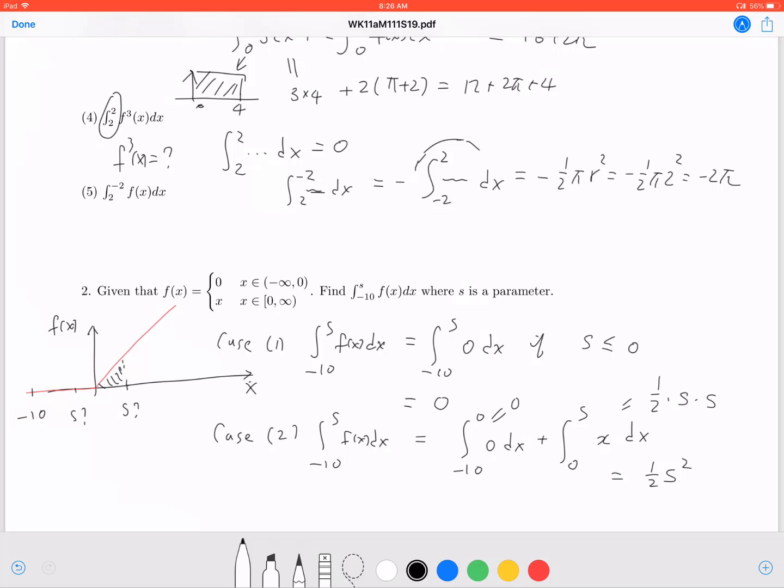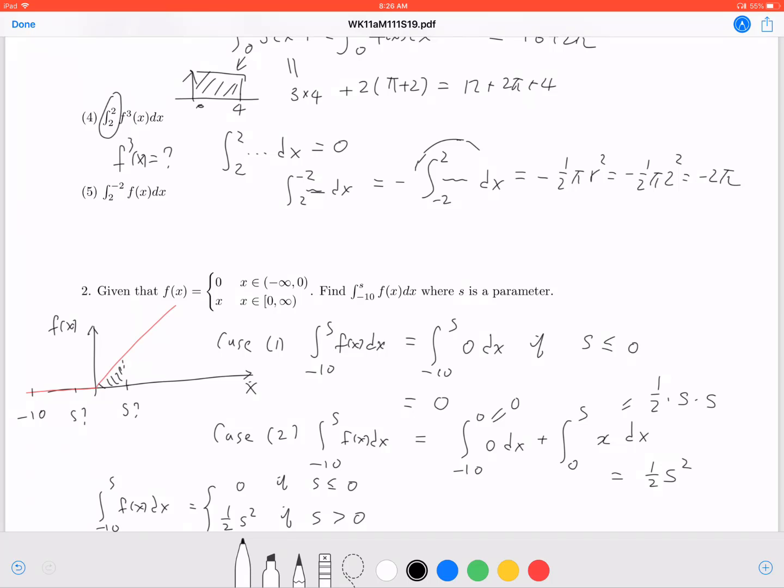Now we can write down the entire expression as a piecewise defined function. So the integral from negative 10 to s of f of x dx is equal to 0 if s is less than or equal to 0, and is equal to 1/2 s squared if s is bigger than 0. And that would complete this problem.